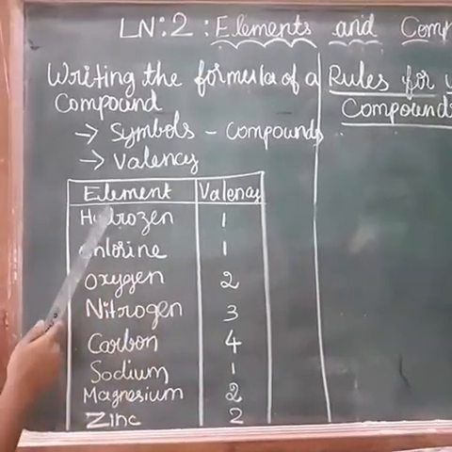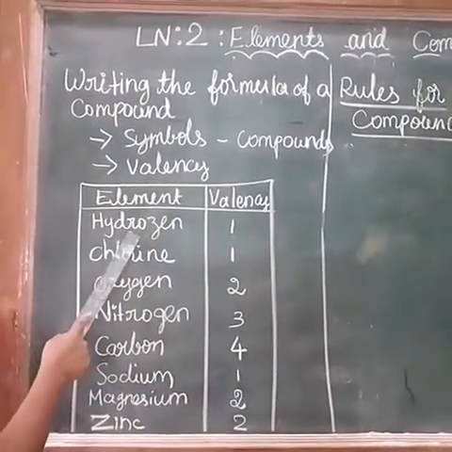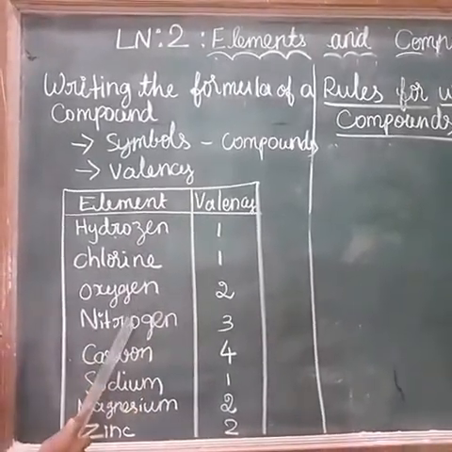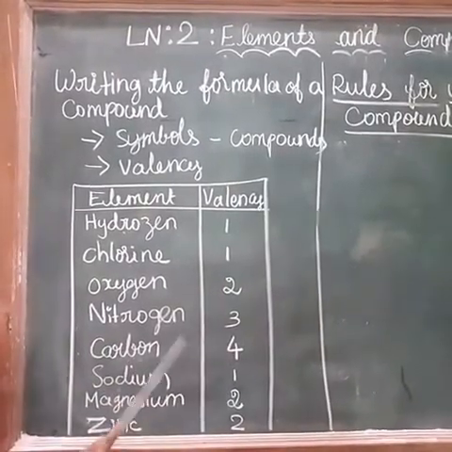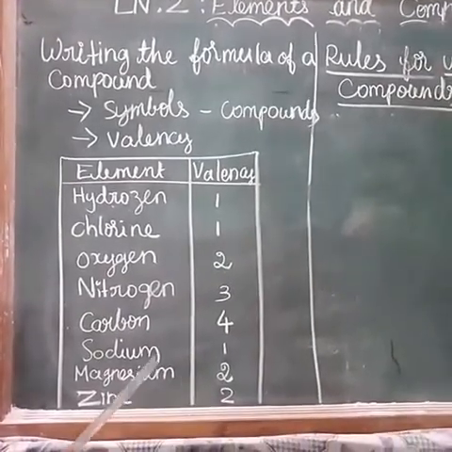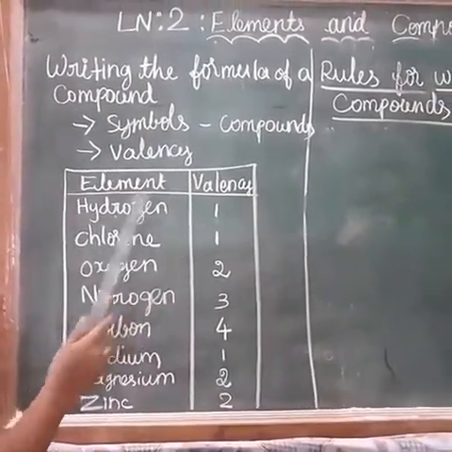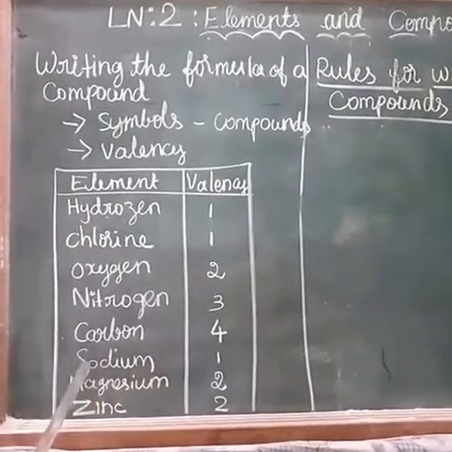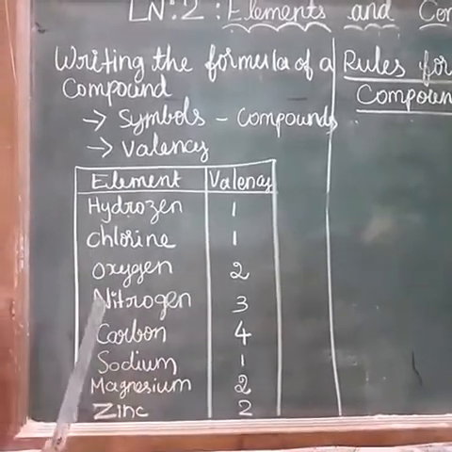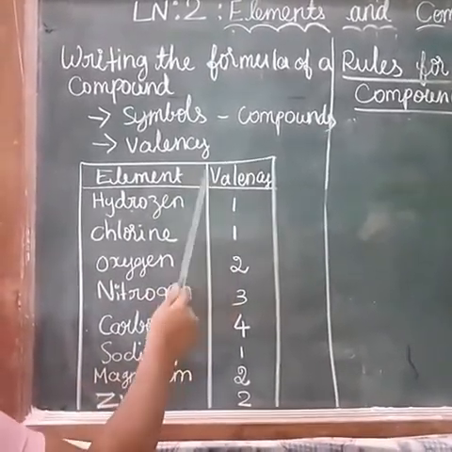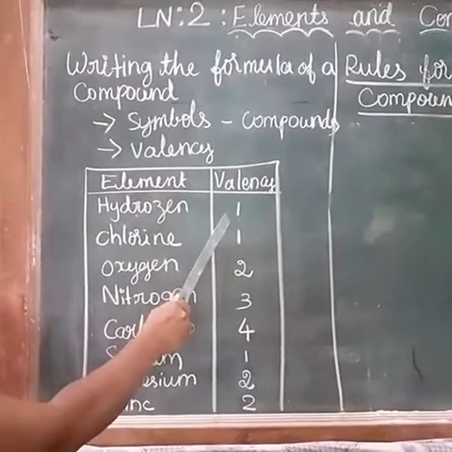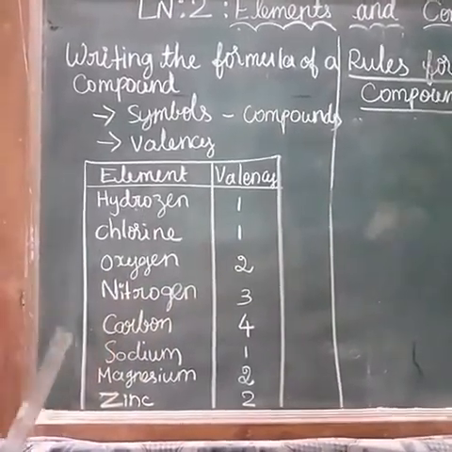Few examples are given. Hydrogen is an element and its valency is 1. Chlorine 1. Oxygen 2. Nitrogen 3. Carbon 4. Sodium 1. Magnesium 2. Zinc 2. What is the valency of chlorine? 1. What is the valency of nitrogen? 3. What is the valency of zinc? 2. What is the valency of oxygen? 2. What is valency? The combining capacity of that element. That is called valency. And 1 is the combining capacity of the element hydrogen.